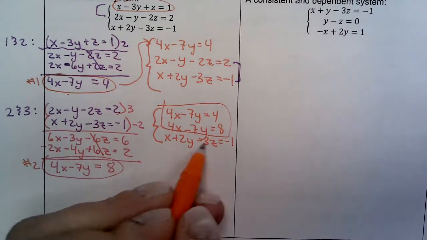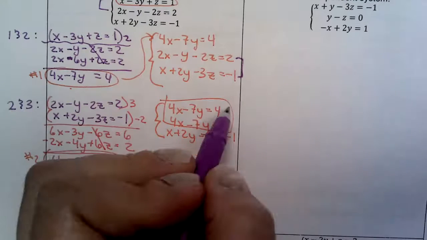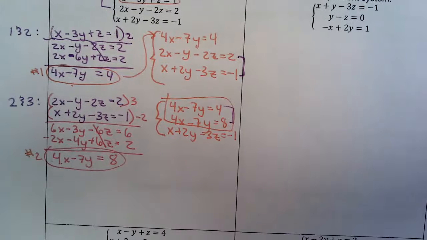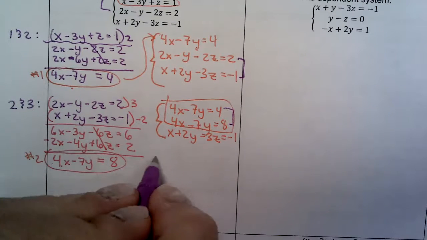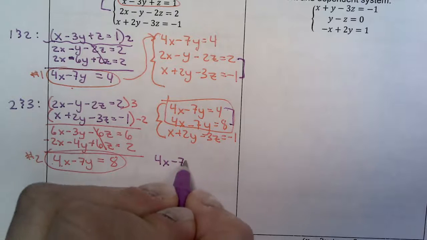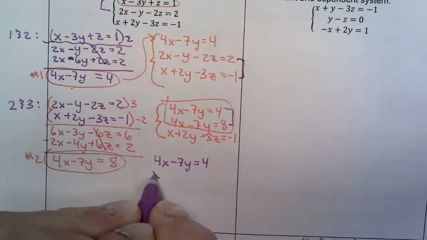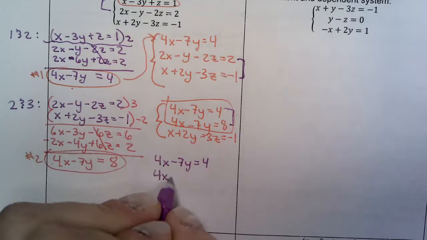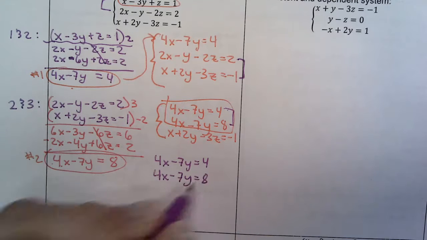Okay, so I don't need to worry about this third one right now. I'm going to go on ahead and combine these two again. Now that I've gotten to where I have two equations with two unknowns, I have 4x minus 7y equals 4, and I have 4x minus 7y equals 8.